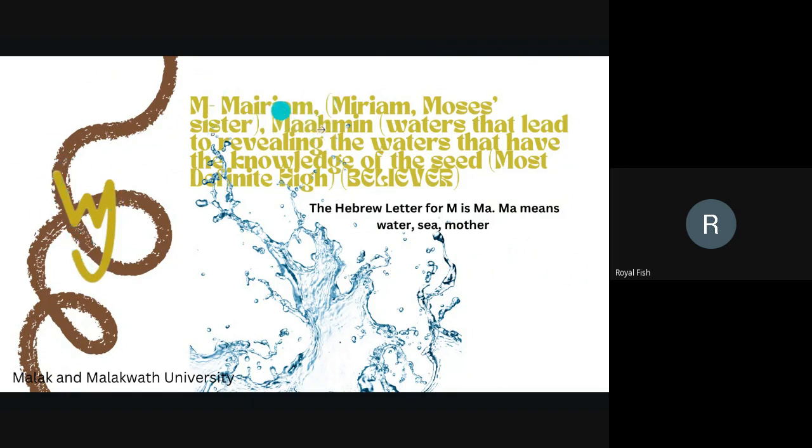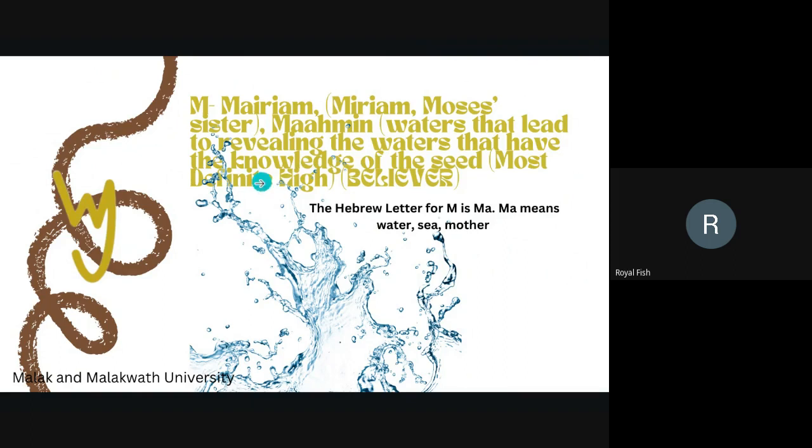So I use the word Mahrayim, which is how you spell Miriam phonetically, who is Moses' sister. So Miriam is the waters that reveal, the waters that know the head, knows who she is. Miriam is literally like a sister that is so humble and meek, but they try to have a negative connotation by her, but it's not necessary. They have the word mahmin, so waters that lead to revealing the waters that have the knowledge of the sea. Shalom.